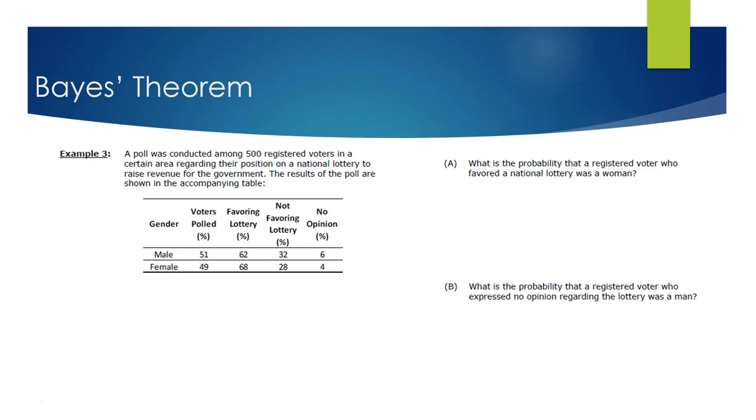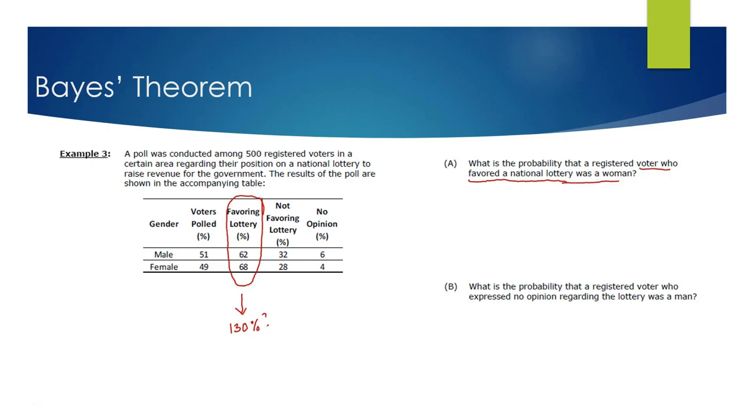A poll was conducted amongst 500 registered voters in a certain area regarding their position on a national lottery to raise revenue for the government. The results of the poll are shown in the accompanying table. So what you see there is the percentage of voters polled. These are all percentages. The thing you have to be careful of is that sometimes students want to treat percentages as numbers all the time. You can't do that.